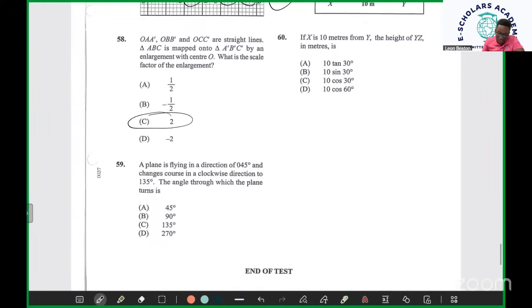All right, so a plane flying in direction 45 degrees changes course in a clockwise direction to 135. The angle through which the plane turns is, say if it goes in 45 and then it turns and goes to 135, the angle of the change would be 135 minus 45.